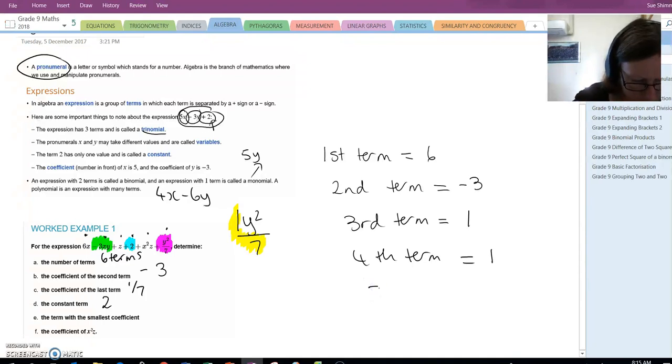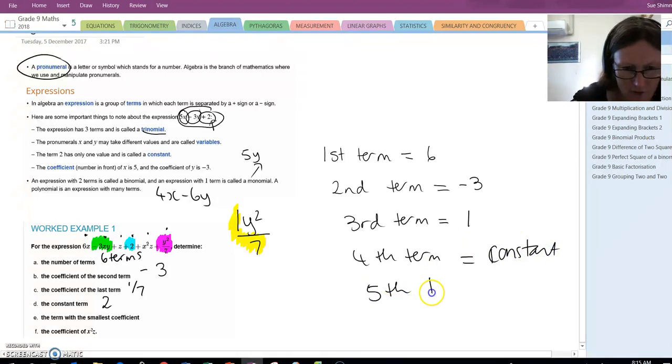Sorry, I've got it wrong here. The third term is 1. The fourth term is a constant, so there's no coefficient. The fifth term is 1. This is our fifth term here. And the sixth term, we've already worked out the coefficient is 1 over 7.